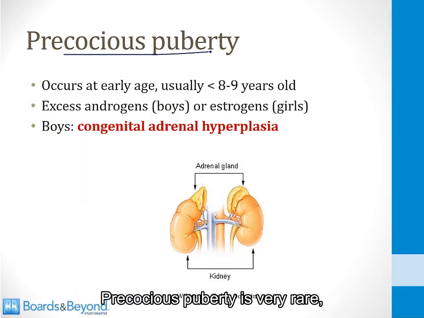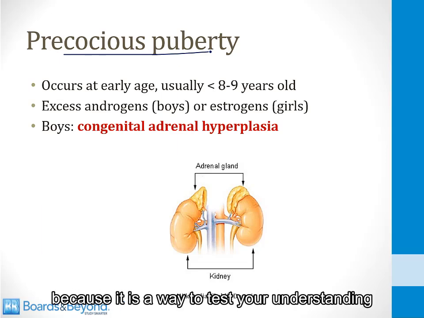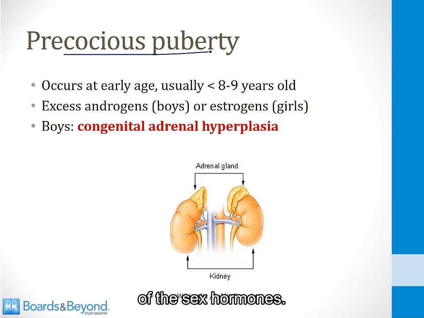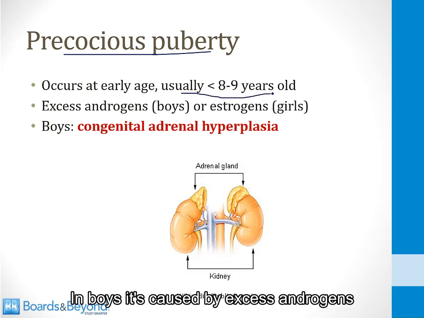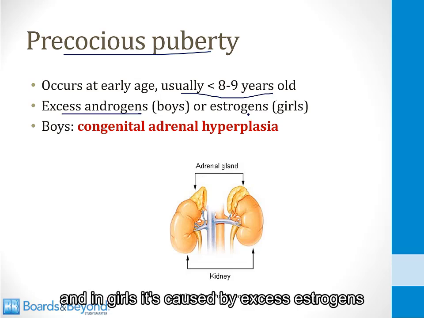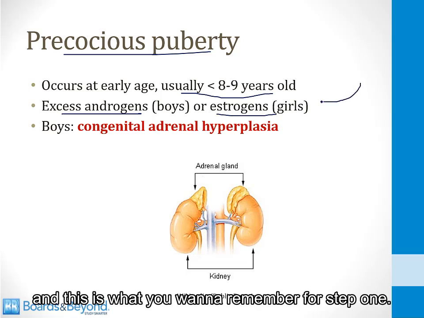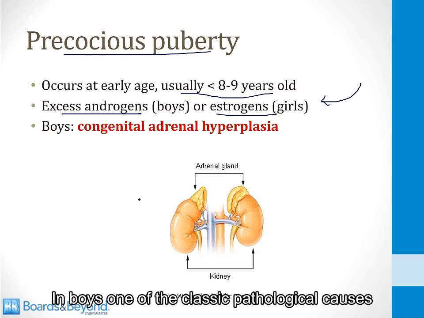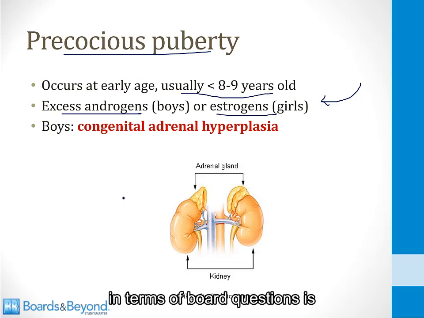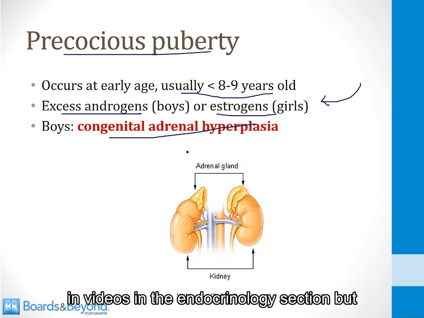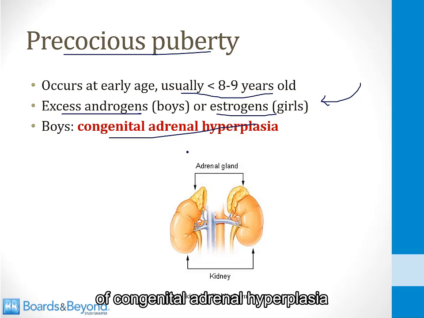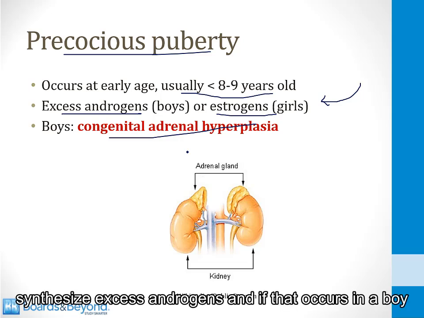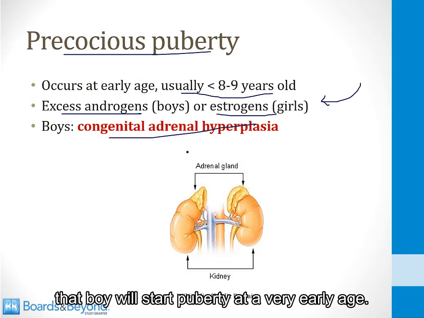Precocious puberty is very rare, but it often comes up in board questions because it is a way to test your understanding of the sex hormones. Precocious puberty occurs at an early age, usually before 8 to 9 years of age. In boys, it's caused by excess androgens, and in girls, it's caused by excess estrogens, and this is what you want to remember for step 1. In boys, one of the classic pathological causes in terms of board questions is congenital adrenal hyperplasia. I talk about this in more detail in videos in the endocrinology section, but children who have one of the most common forms of congenital adrenal hyperplasia synthesize excess androgens, and if that occurs in a boy, that boy will start puberty at a very early age.